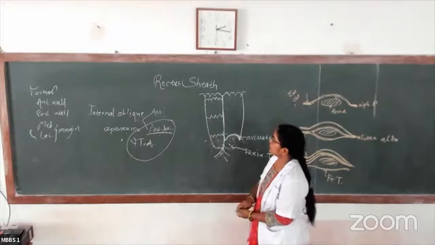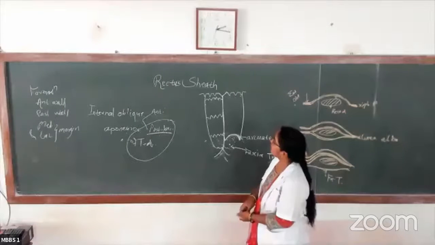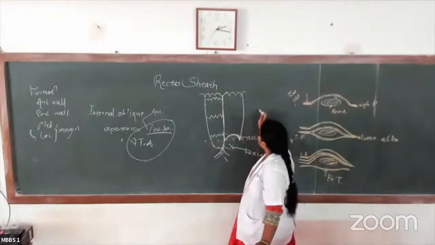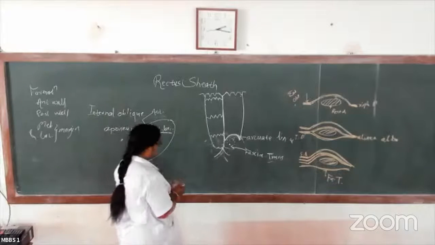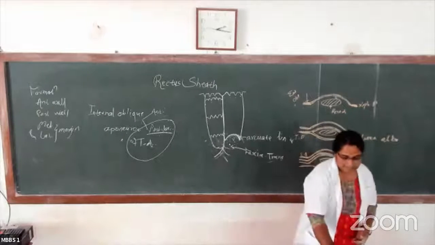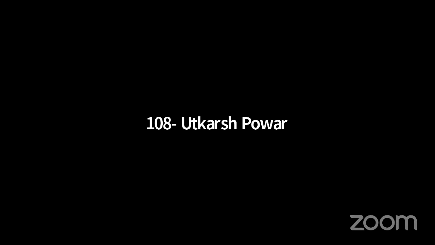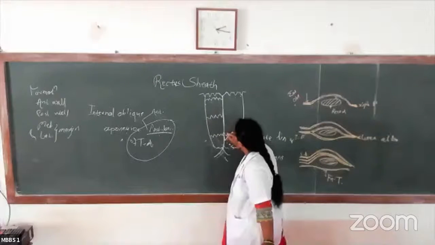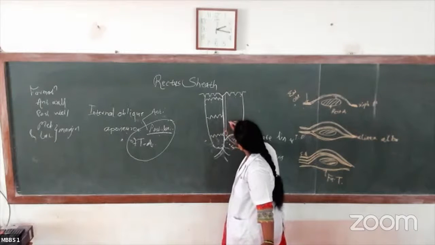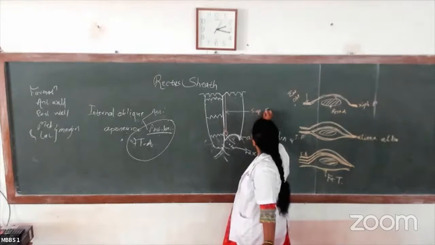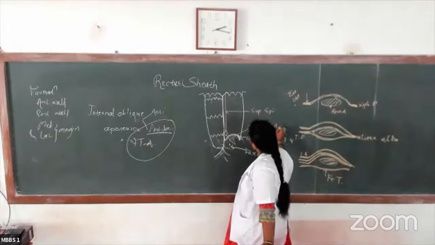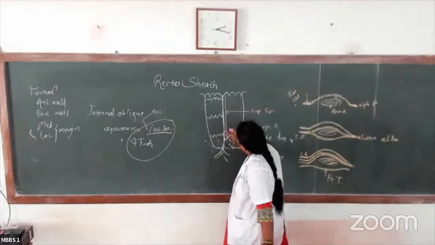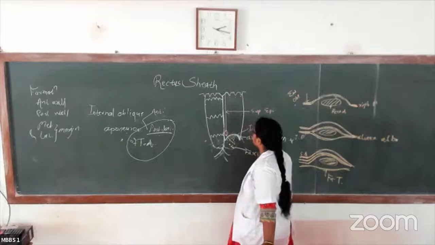Now this rectus sheath, as you know, is an aponeurotic envelope. So what are the contents of this rectus sheath? The most important contents are the rectus abdominis and the pyramidalis muscle, when it is present. The vessels are the superior epigastric artery and the inferior epigastric artery. See, this is the superior epigastric artery, and this is the inferior epigastric artery. Both these arteries anastomose at the level of the umbilicus.